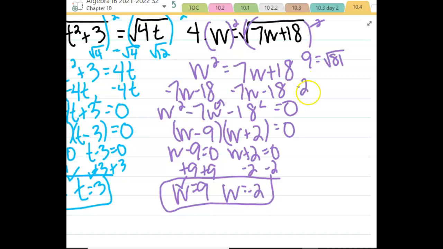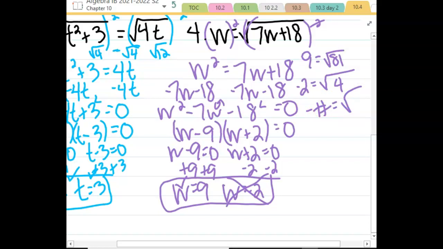If I plug in negative 2, negative 2 equals the square root. 7 times negative 2 is negative 14. Negative 14 plus 18 is 4. Square root of 4 equals negative 2? That equals positive 2. Here's the thing. As soon as you see this, negative 2 equals the square root, is that ever going to happen? Never going to happen. So what I do want to caution you about, you're not always going to throw out the negative answers, but you can throw out any answer that gives you a negative number equal to a square root. So kind of keep that in mind.